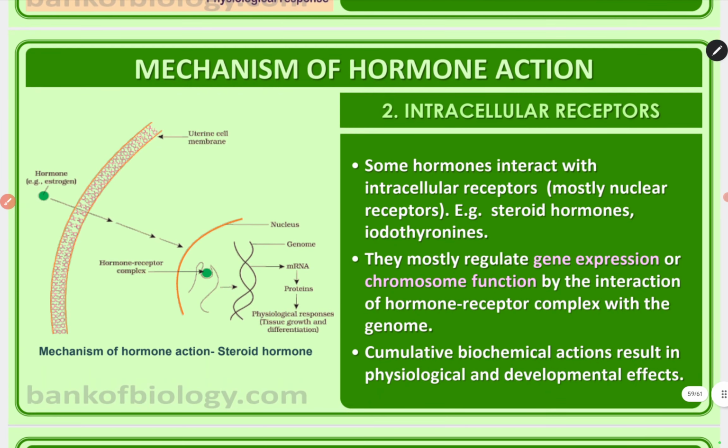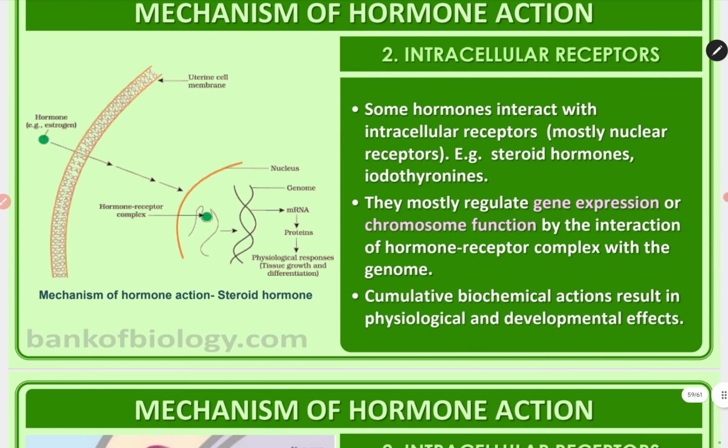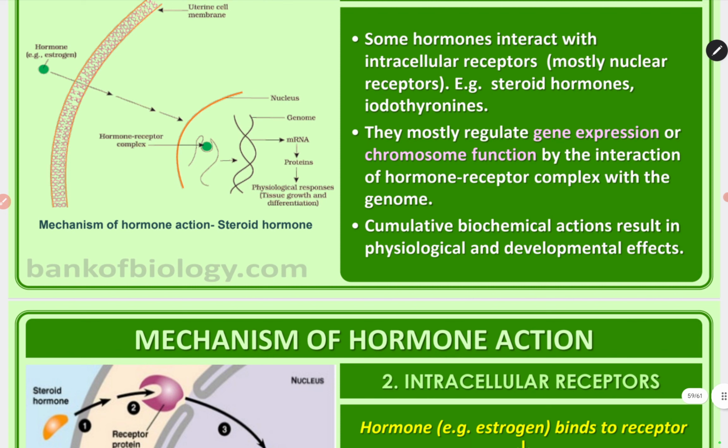Now coming to intracellular receptors. Some hormones interact with intracellular receptors, mostly nuclear receptors, for example steroid hormones and iodothyronine. They mostly regulate gene expression or chromosomal function by the interaction of the hormone receptor complex with the genome. Cumulative biochemical reactions result in the physiological and developmental effect.